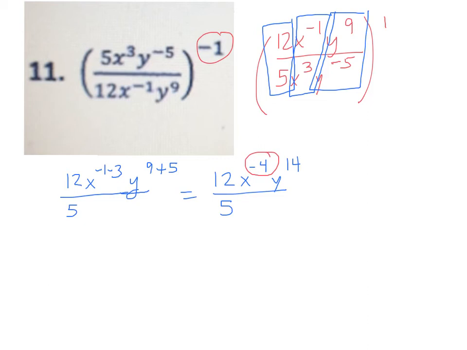So I'm going to take this whole x term and bring it down to my denominator. I'm taking its reciprocal, and it's going to change my exponent to a positive number. So my final answer is going to be 12y to the 14th over 5x to the 4th. And there you go.